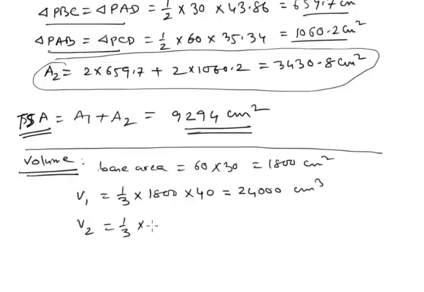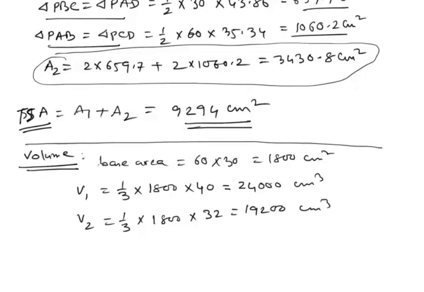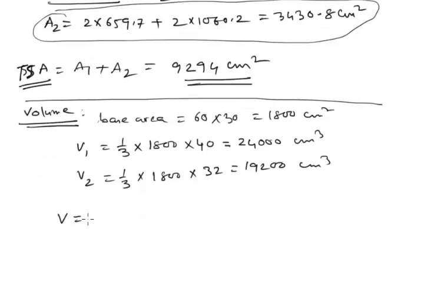And the volume for the bottom pyramid will be 1/3 times the base area, which is the same because of the common base, times its height, 32. If we calculate it, we will get 192,000 centimeter cube. So the total volume of the octahedron will be V1 plus V2. If we sum them up, we will get 432,000 centimeter cube.